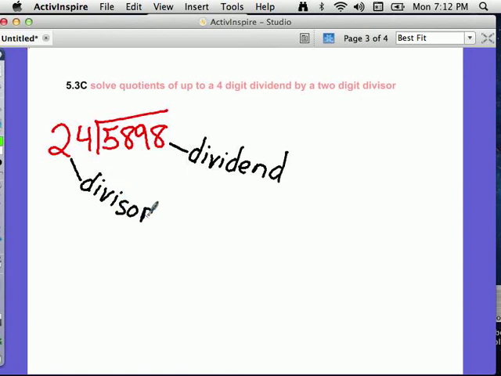But, Miss Holland, I have no idea what a quotient is. I've run out of numbers on here. Where would that go? Okay, and the quotient is the answer you get when you divide. So your quotient will go up here. Magical.